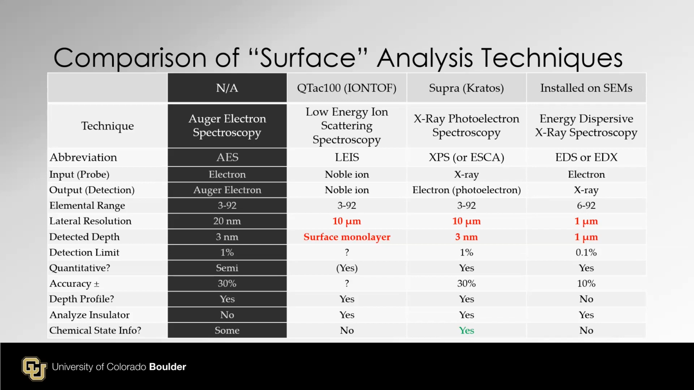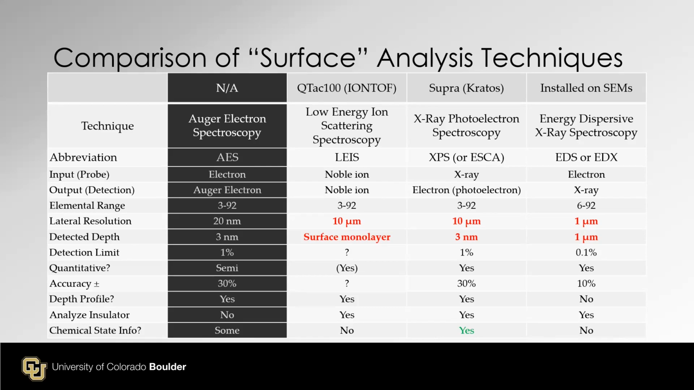Okay, XPS. In my opinion, XPS is the most popular surface analysis instrument around the world. X-ray photoelectron spectroscopy. Its old name is ESCA, electron spectroscopy for chemical analysis. That's why the software of the Kratos Supra's UI is called ESCAPE. What's coming in is X-ray, monochromated aluminum or silver X-ray, and what is detected is photoelectrons.